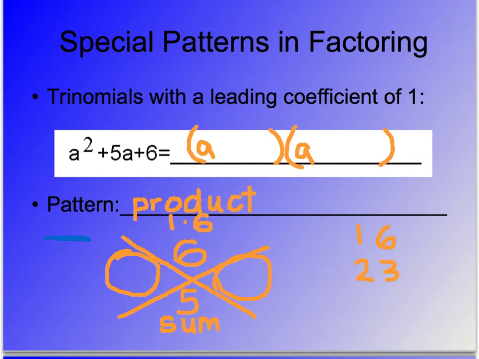So out of that combination, how do I get a positive 6 when I multiply and then they also add to 5? I know that in this case, that is the 2 and the 3. So now I take that 2 and that 3 and I write plus 2 plus 3. And that's the factored form of that trinomial.